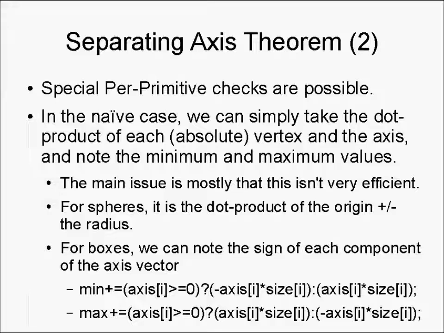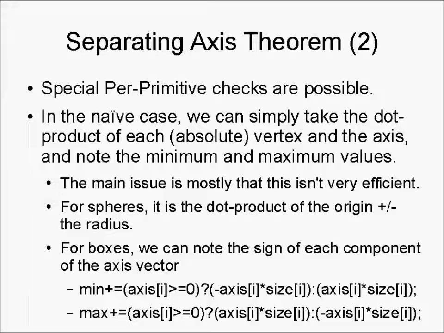Separating axis theorem 2. Special primitive checks are possible. In the naive case, we can simply take the dot product of each absolute vertex and the axis, and note the minimum and maximum values. The main issue is mostly that this isn't very efficient. For spheres, it is the dot product of the origin plus the radius.